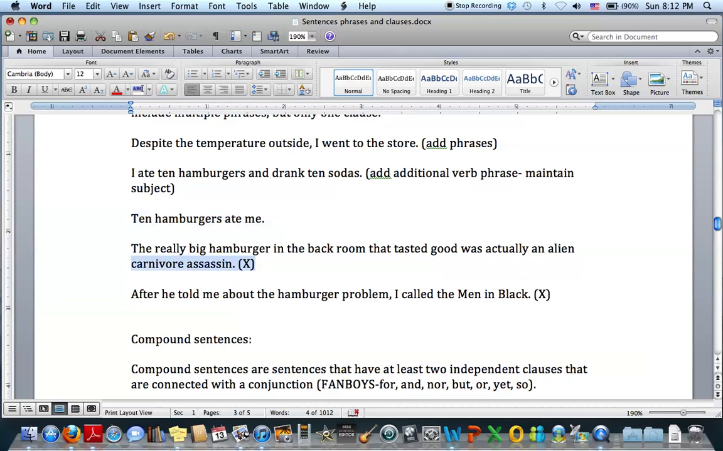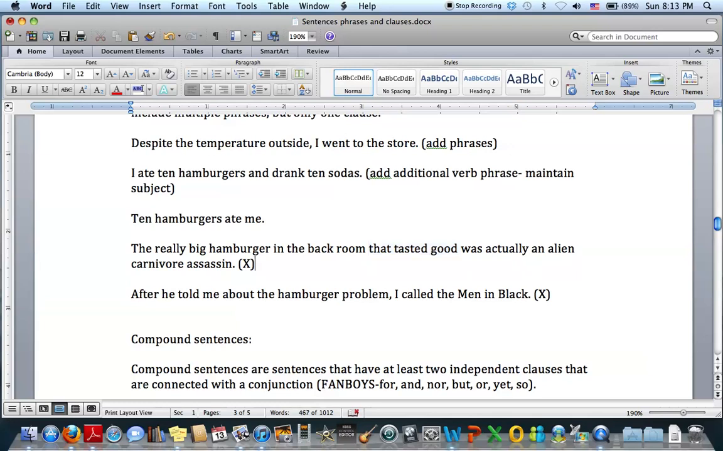Now let's look at this next one: the really big hamburger in the back room that tasted good was actually an alien carnivore assassin. Yeah, we had this already, and it is not a simple sentence. The reason is, we've got this, the really big hamburger in the back room. We're good so far. Oh no, then we get to this: that tasted good. This right here is a dependent clause. It's an adjective clause. It modifies hamburger. Because of that, this is no longer a simple sentence.